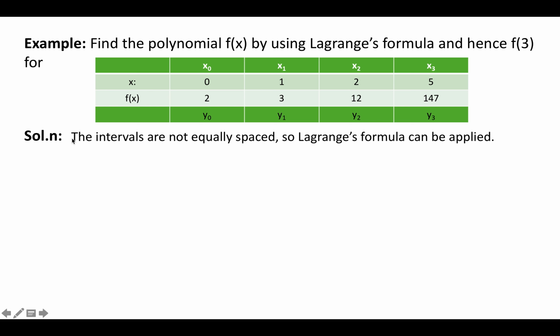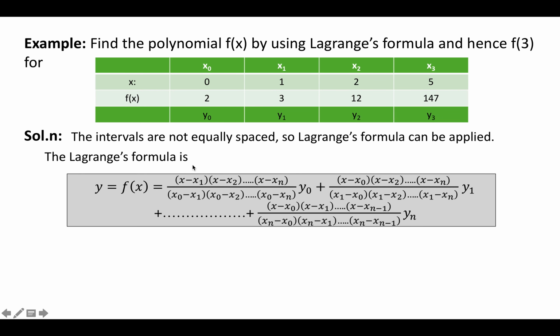Now to begin with, the intervals are not equally spaced. You see here the gap is 1, and again it is 1, and here it is 3. So we can apply the Lagrangian formula here as well. The Lagrangian formula is as we have already derived in the previous slide: y is equal to f(x), and this whole term a0 y0 plus a1 y1, and so on, an yn, where we have substituted the values of a0, a1, an.